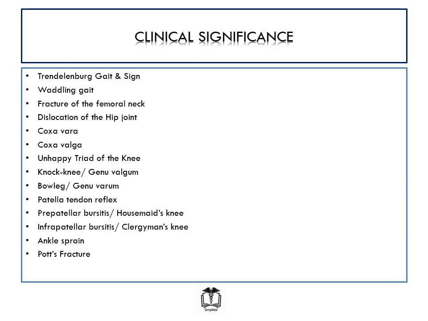Let's end with clinical significance to the joints of the lower limb. This includes the Trendelenburg gait sign. I'll show you pictures of this. Waddling gaits, which is usually a problem with pelvic fractures. Fracture of the femoral neck. We talked about this when talking about the bones of the femur. Dislocation of the hip joints, coxa vara and valga. I'll show you pictures of this.